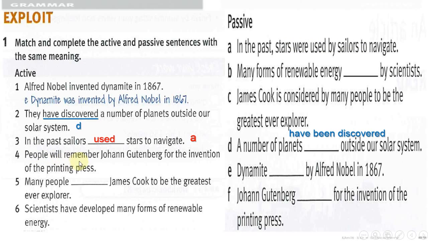4. People will remember John Gutenberg for the invention of a printing press. So this one goes with F. John Gutenberg will remember. We need to add be here, then past participle. Will be remembered. Will be remembered.